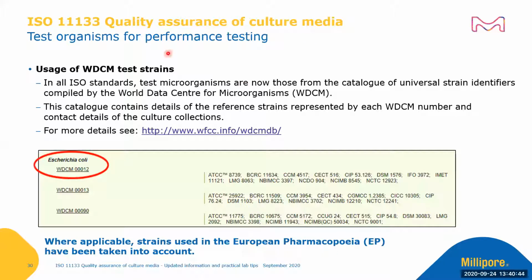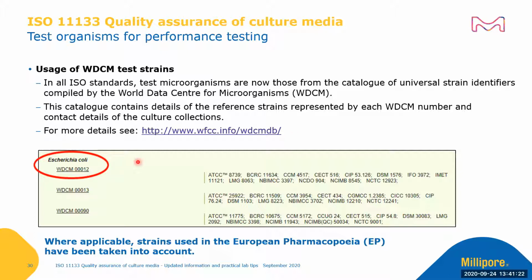Coming now to the test organisms for performance testing. All ISO standards are now using the so-called WDCM test strains numbering system. These test organisms are now those from a catalog of universal strain identifiers, which are compiled by the World Data Center for Microorganisms, WDCM. This catalog contains details of the reference strain represented for each WDCM number and contact dates for the culture collections, and it has a very good and informative website.